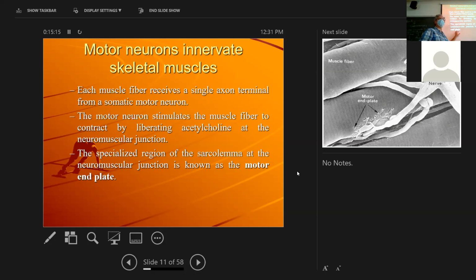That synapse is a specialized structure called the motor end plate. It's also called a neuromuscular junction.